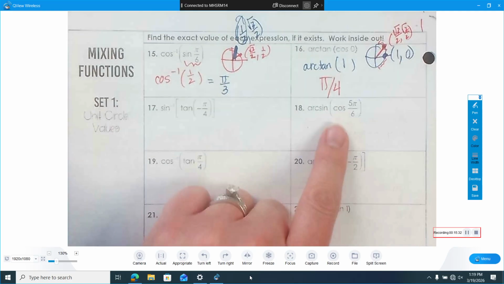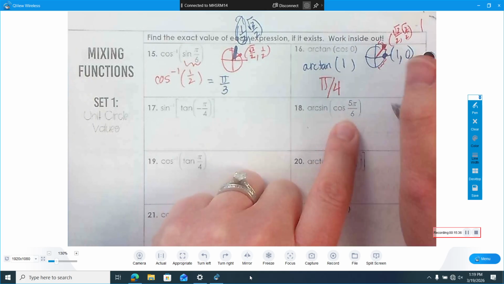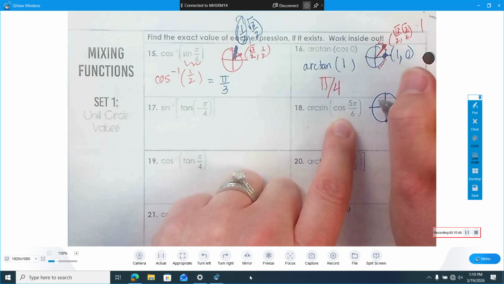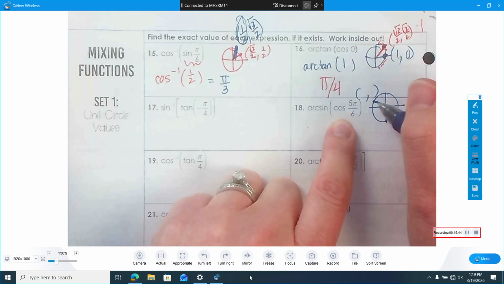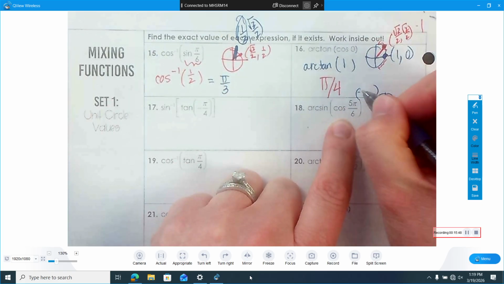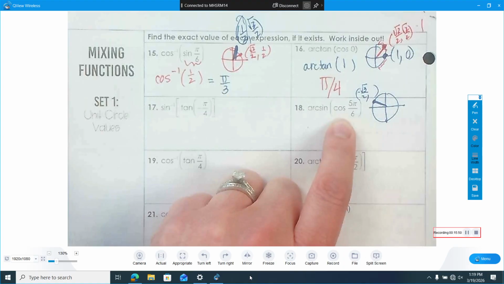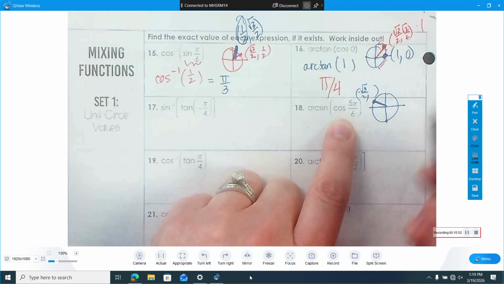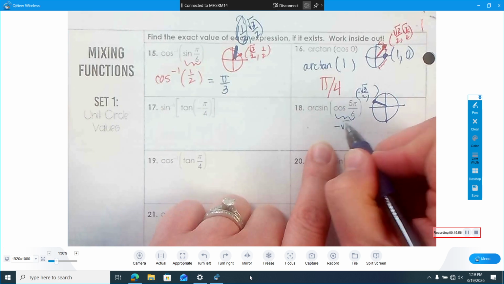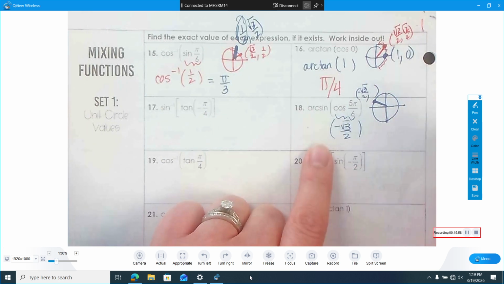Let's look at this one, number 18. This is a good one. 5 pi over 6 is right here. What's that ordered pair? Yeah, negative root 3 over 2, up a half. Okay. And so the cosine, that's the x-coordinate, is just negative root 3 over 2.